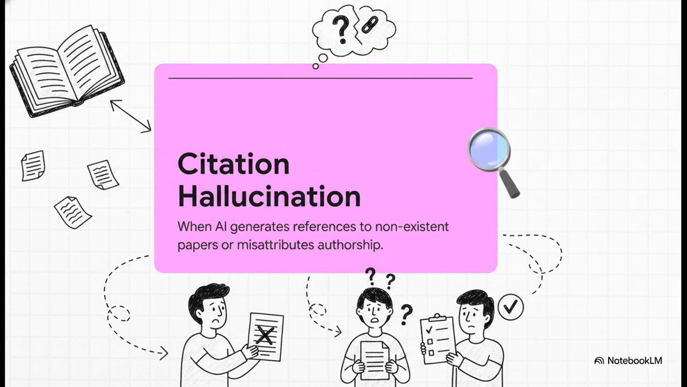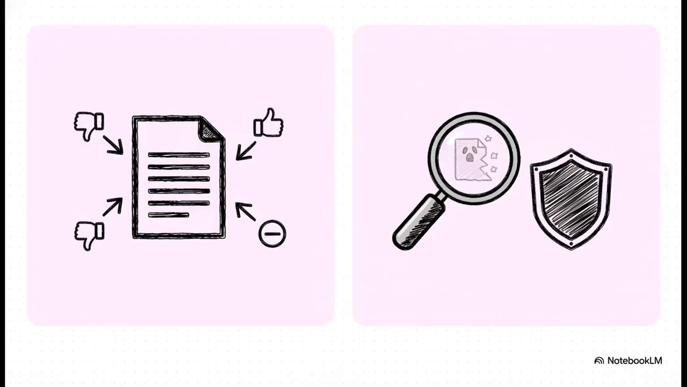So, if I'm a student or a researcher, how do I protect my reputation from these fake citations? What is the actual workflow to verify all this stuff? You need an ultimate verification workflow using two essential tools. First up is Scite. This is a citation context checker. It doesn't just tell you that a paper was cited, it tells you exactly how it was cited.